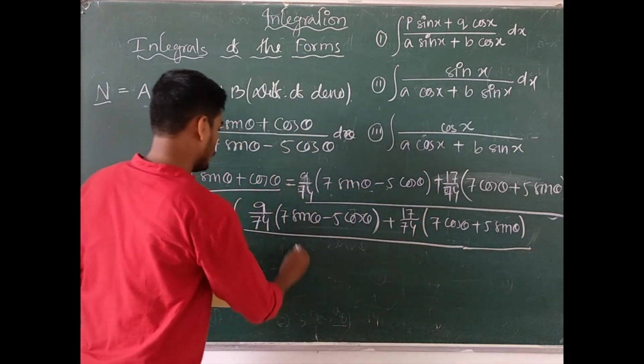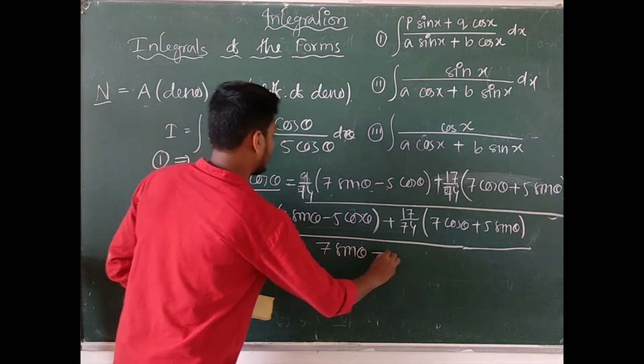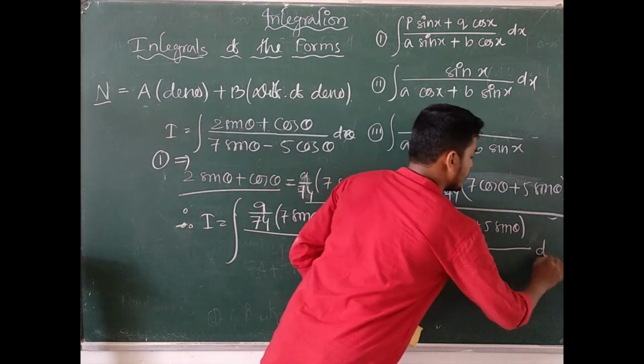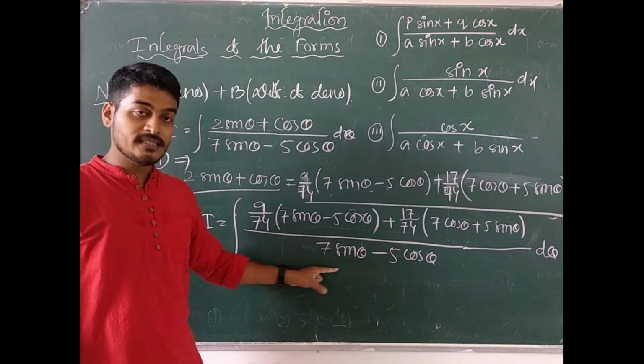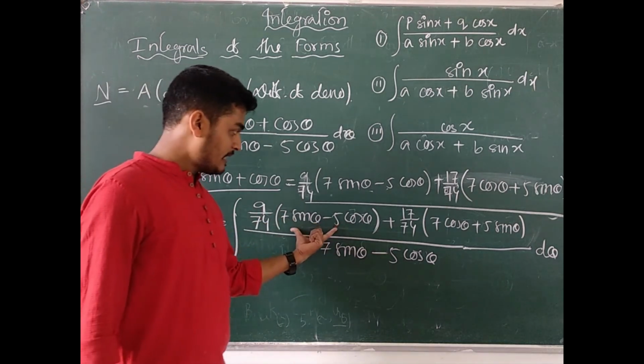Okay, so what is the denominator? 7 sin theta minus 5 cos theta d theta. So how many terms are there in the denominator? You can say that one term is there. It is a combination of 2 terms. And the numerator has two terms.